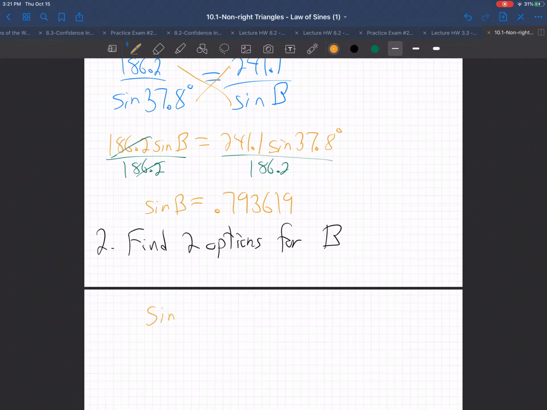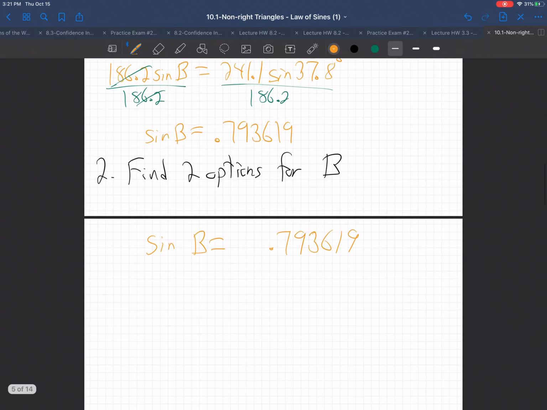Well, let's bring down the sine of B is 0.793619. And I want to find B, right? So I've got to get rid of that sine. What do I do to get rid of that sine? Do I divide by the sine on both sides? No. I hope by now that you know you can't do that. You can't divide because that's not multiplication. Sine of B does not mean sine times B. It means sine of B.